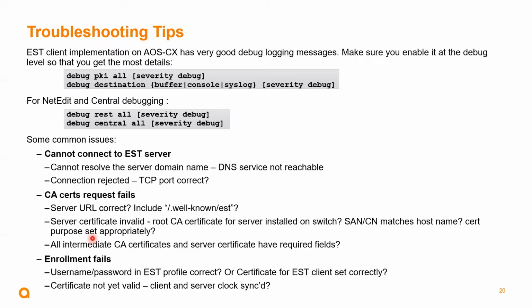If all these are working, next comes enrollment. If for any reason the enrollment fails, first we need to check whether the username and password provided in the EST profile are correct or not. Apart from the username and password, if we are trying to use any EST-specific client certificate in our CX switches, we need to make sure the certificate is correctly applied to the EST profile. And if the certificate profile is also correct, and the certificate enrollment still fails, we need to check whether the client and server clocks are synced. If there is a time mismatch, the certificate enrollment will also fail.